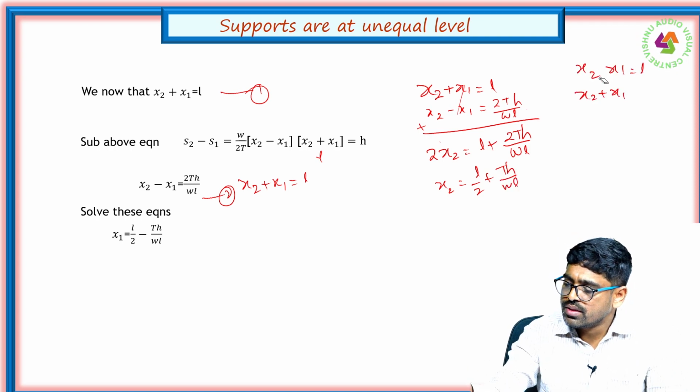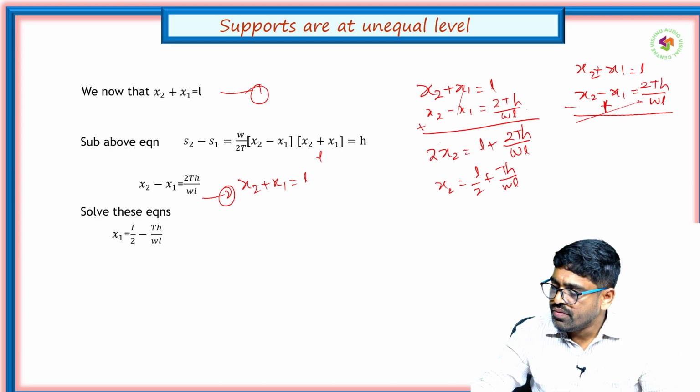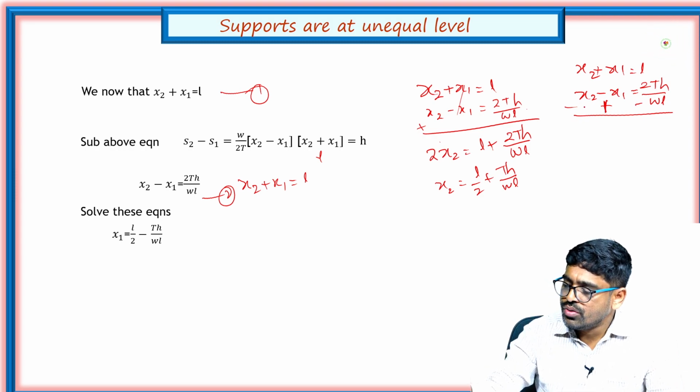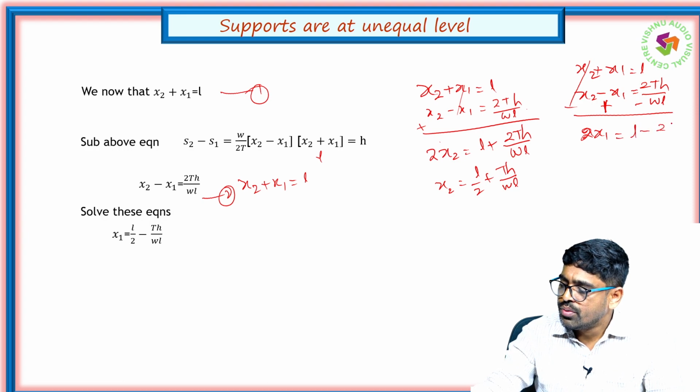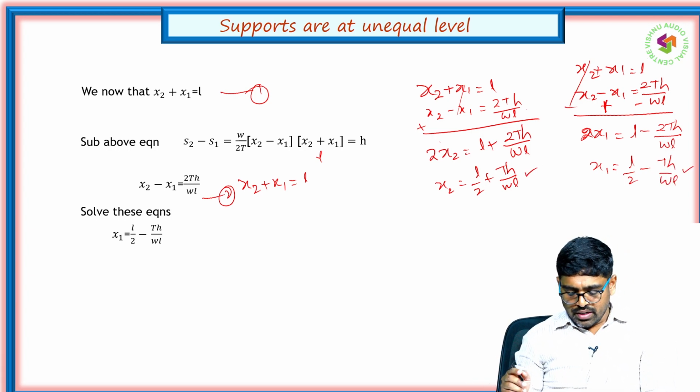Similarly, if you take X2 plus X1 equal to L and X2 minus X1 equal to 2TH divided by W into L, then if you subtract, the X2 gets cancelled, and this is 2 into X1 equal to L minus 2TH divided by W into L. From this X1 equal nothing but L by 2 minus TH by WL. So you can get X1 and X2, the two points, from this.